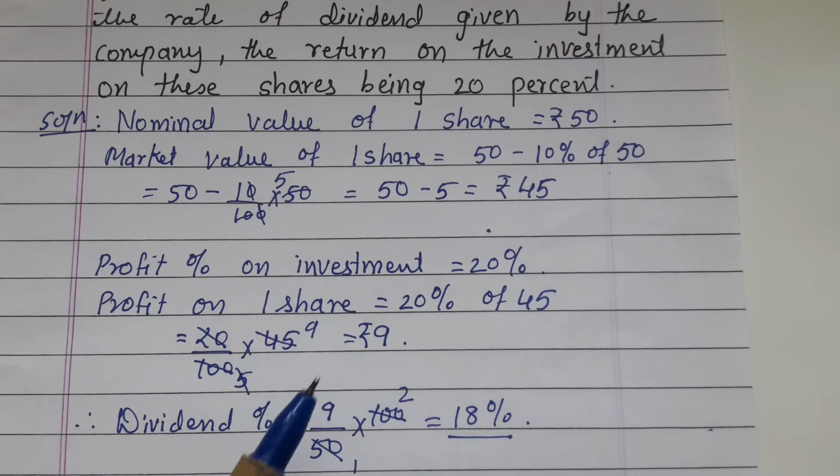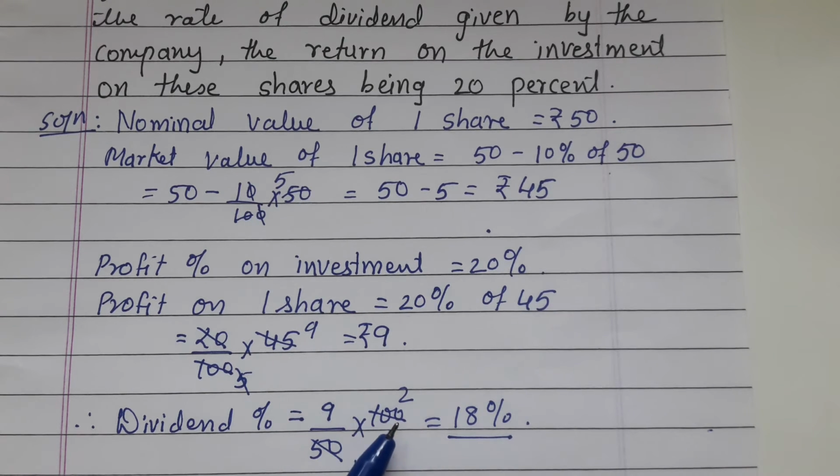Dividend percent will be profit, that is 9 upon nominal value 50 into 100, equal to 18%. Dividend percent is equal to 18%.